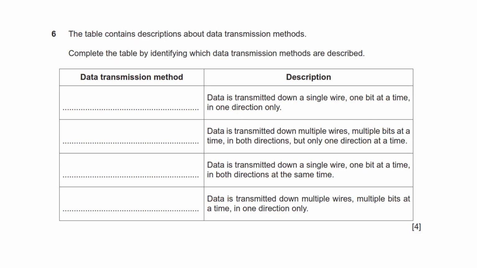Then question number 6, it says the table contains descriptions about data transmission methods. Part A says complete the table identifying which data transmission methods are described. The first method is data transmitted down a single wire, one bit at a time, in one direction. Remember, data is transmitted between two entities, A and B, from A to B only, one bit of information at a time. So it is a serial link, one directional.